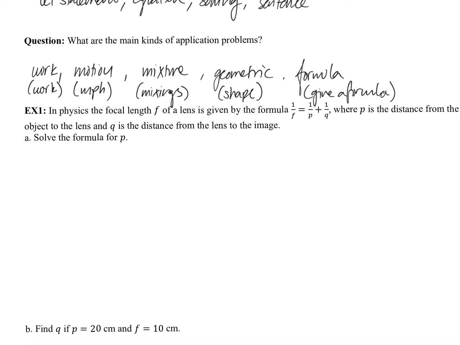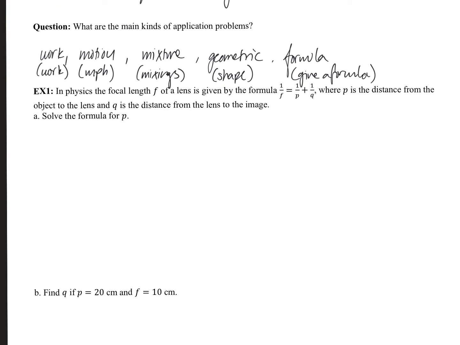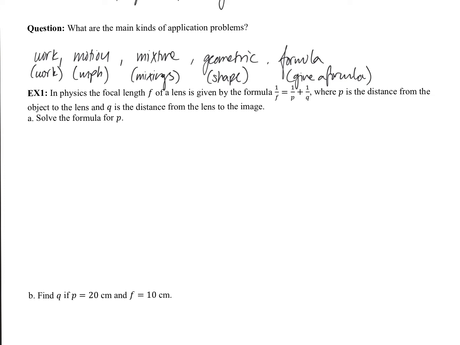In physics, the focal length f of a lens is given by the formula 1 over f equals 1 over p plus 1 over q, where p is the distance from the object to the lens and q is the distance from the lens to the image. Solve the formula for p. So this would be considered a formula problem because they already give us the formula, so you don't have to take that time to create the formula. It was already given. These are usually a little more simple. So we have the formula and we're told to solve it for p. Once again, one thing to note, if you're given lowercase in formulas, stick to lowercase. Don't change to capital or vice versa. If you're given one, stick to the one you're given.